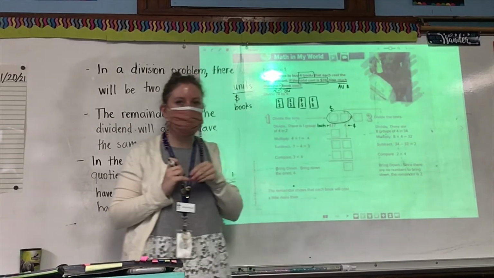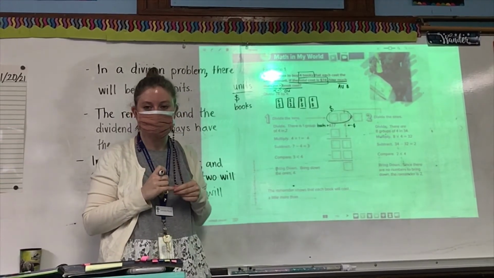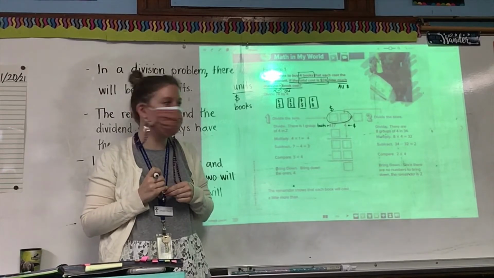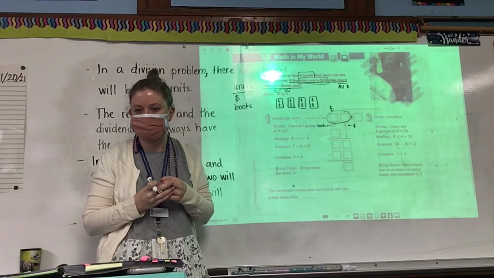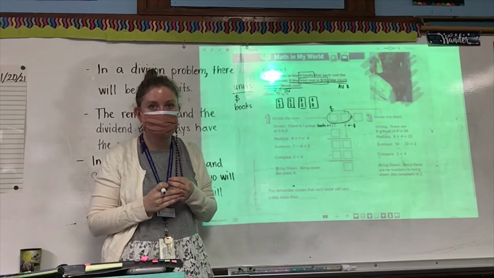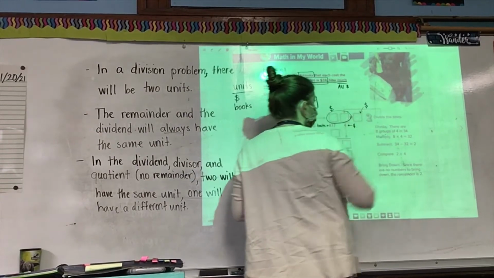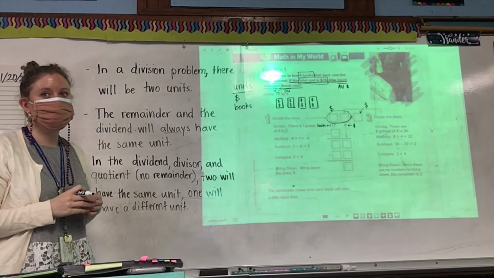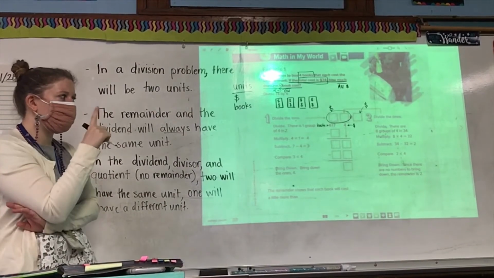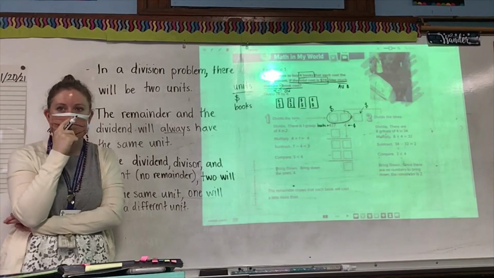What is our remainder unit going to be? Michaela? Money. How do you know that? But how do you know that it's money? Don't worry about the problem. How do you know what the remainder is no matter what?